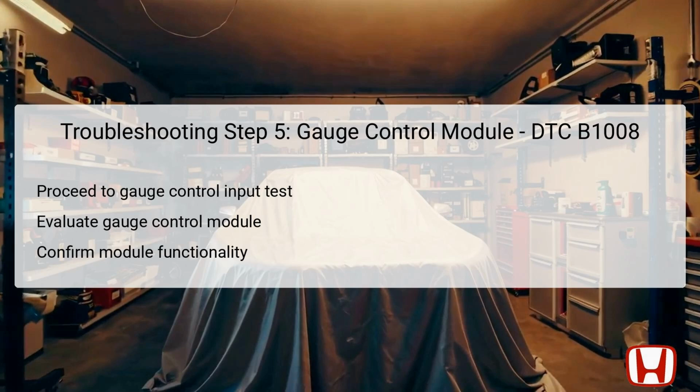Should this module show signs of failure, repairing or replacing it may be necessary to resolve the DTC B1008 issue. Verifying the functionality of the gauge control module is crucial because it plays a pivotal role in delivering accurate vehicle performance data. Ensuring this component's reliability can mitigate future communication problems with the MICU.